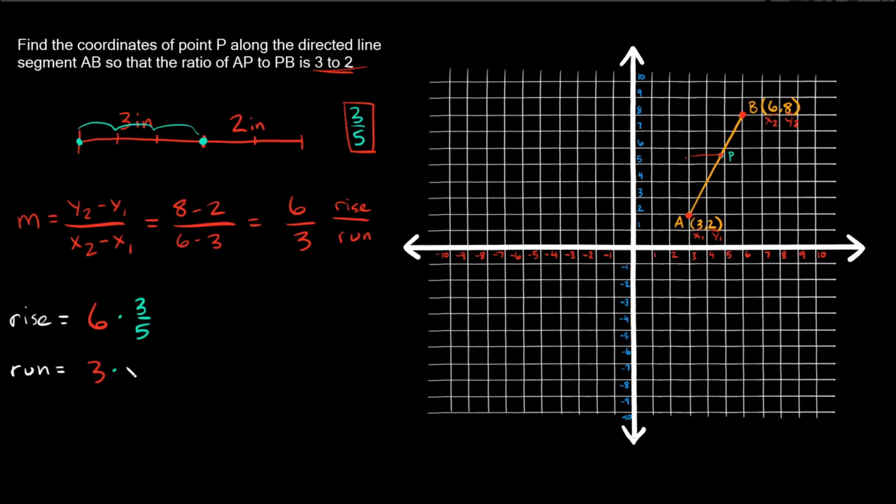Okay, so first of all, on top, 6 times 3/5, that's equal to 18/5, right? And then here on the bottom, the run is 3 times 3/5, so that's equal to 9/5, okay? Now, we're going to have to plug these into a calculator. So 18 divided by 5, that's equal to 3.6, all right? And then 9 divided by 5, that's equal to 1.8, okay? So these are the rise and the run.